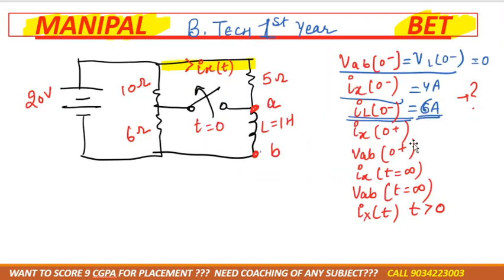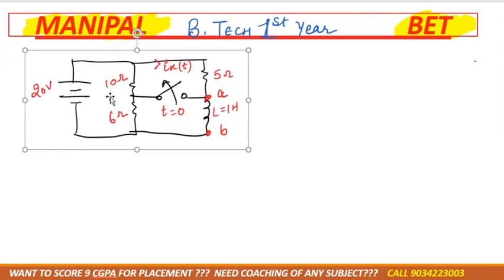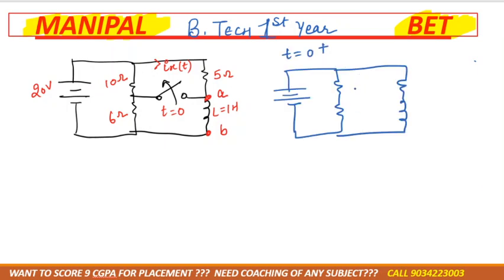Now they are asking Ix of 0 plus and IL of 0 plus. So now we need to redraw the circuit, correct? Ix of 0 plus, Ix is in the plain wire, right? So tell me how can we get Ix of 0 plus? At t equal to 0, the switch is opened, right? So we need to calculate the particular current for this case, right? Inductor will behave as a short circuit. Again, it's a steady state condition, right? So inductor will be short circuit.